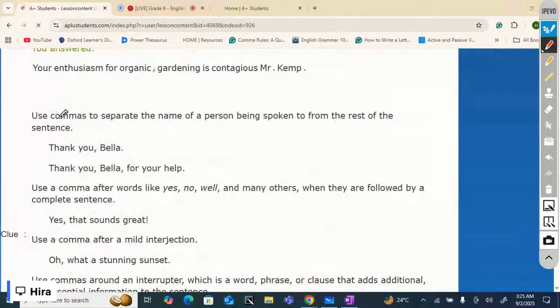So, first, use commas to separate the name of a person being spoken to from the rest of the sentence. So, it's commas with direct addresses. When you directly address a person, use commas to separate the name of the person being spoken to from the rest of the sentence. If the sentence is, Thank you, Bella, just this, will you separate the name of the person from the rest of the sentence? This is the whole sentence, so we'll separate it using a comma.